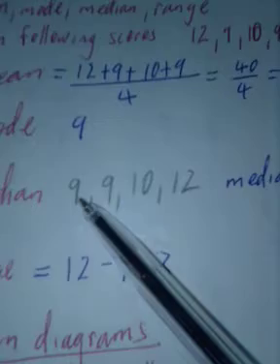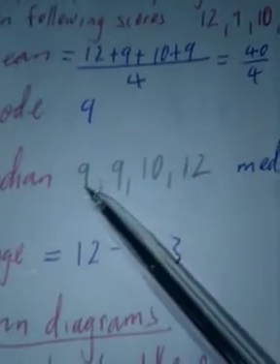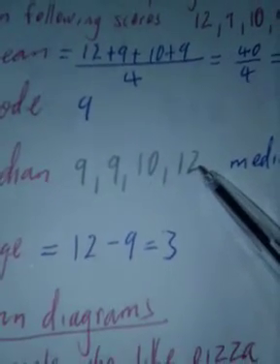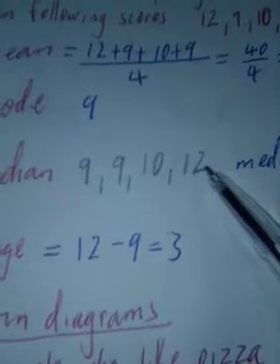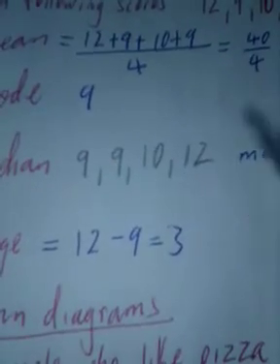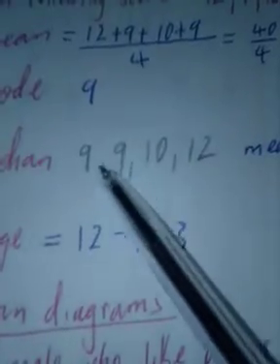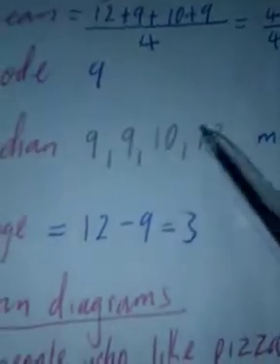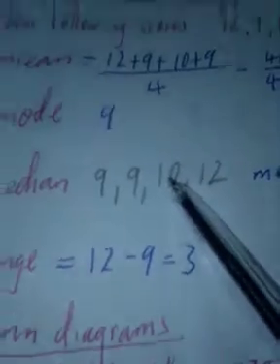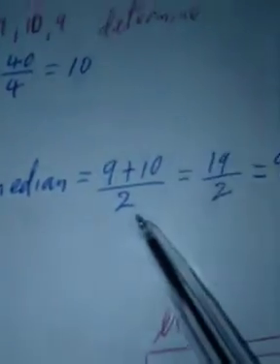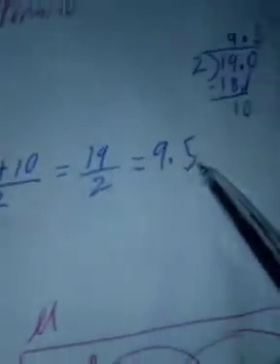The median is the middle number or numbers of a set of ordered numbers. So I arrange this in ascending order from smallest to largest, or you can arrange it in descending order from largest to smallest. However you do it, it really doesn't matter. You find the middle number, but there is no one middle number. There are two middle numbers, 9 plus 10. So I add these two together, and then I divide it by 2. 19 divided by 2 is equal to 9.5.